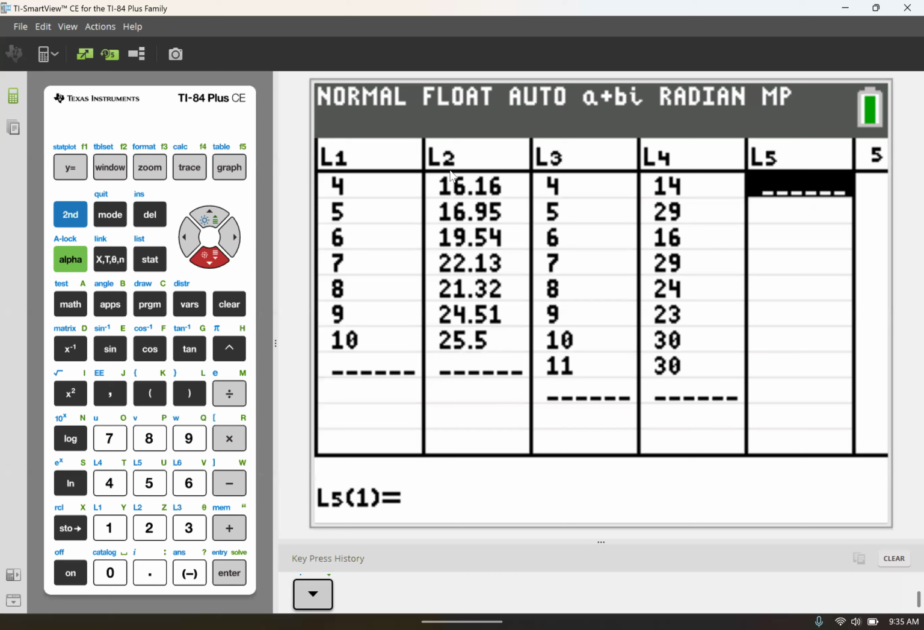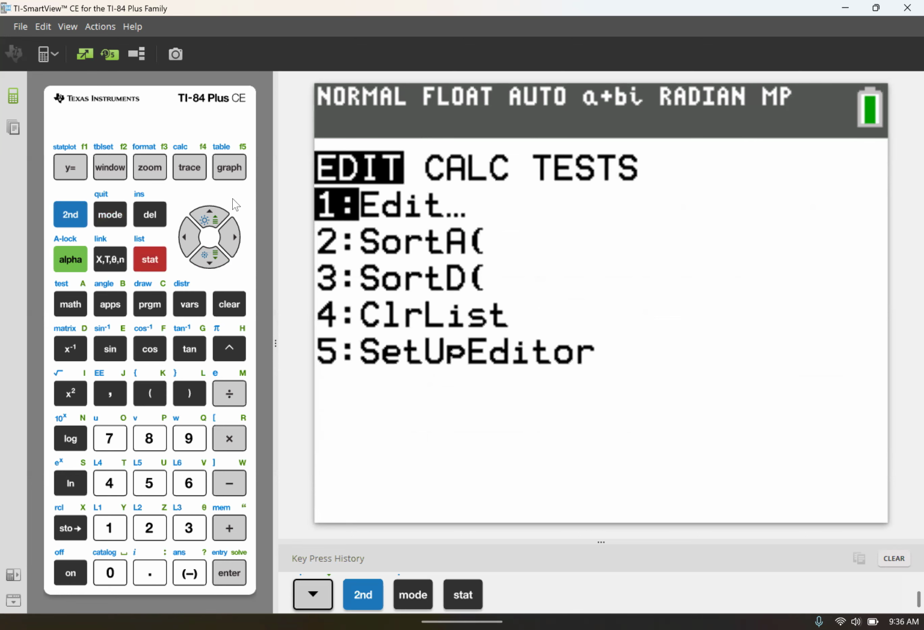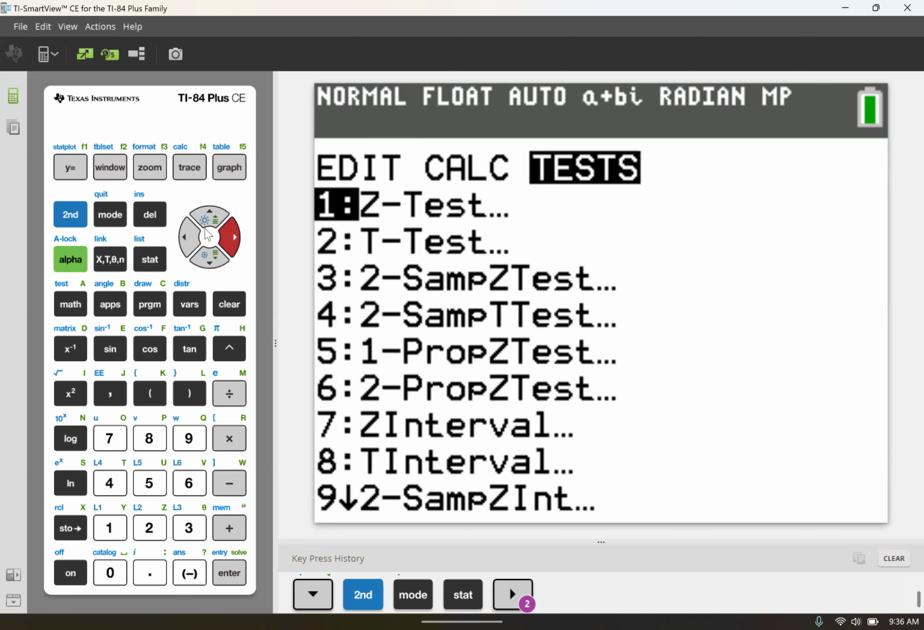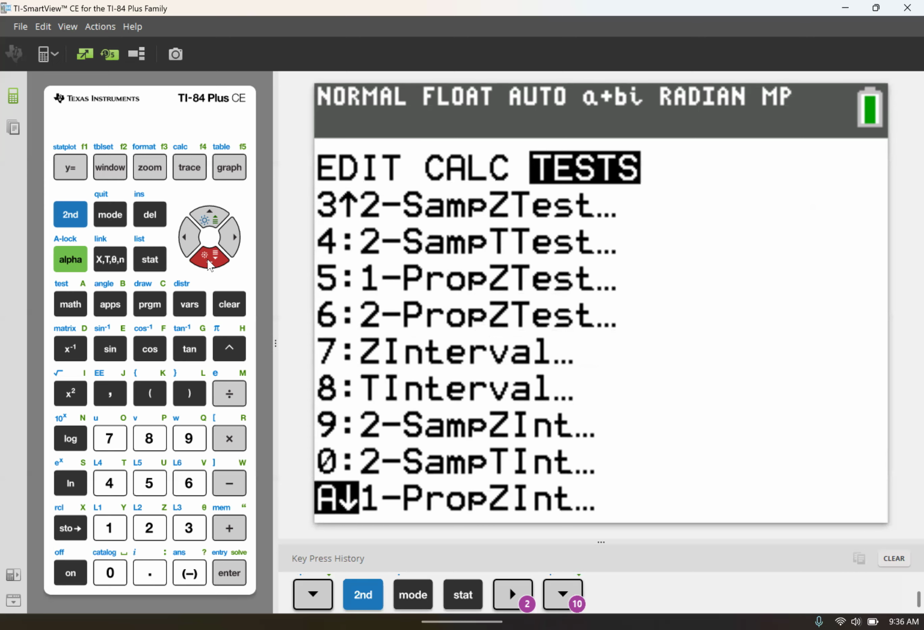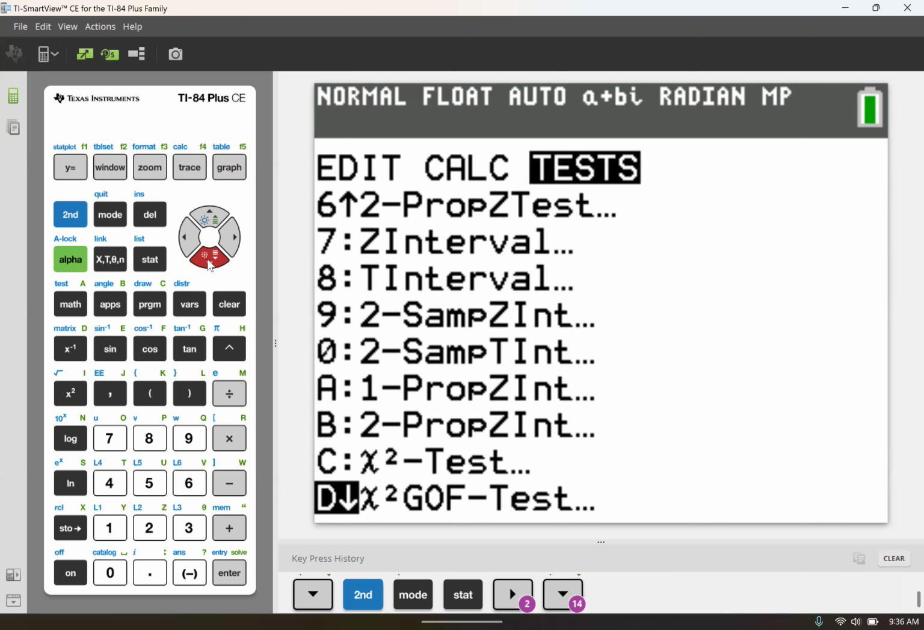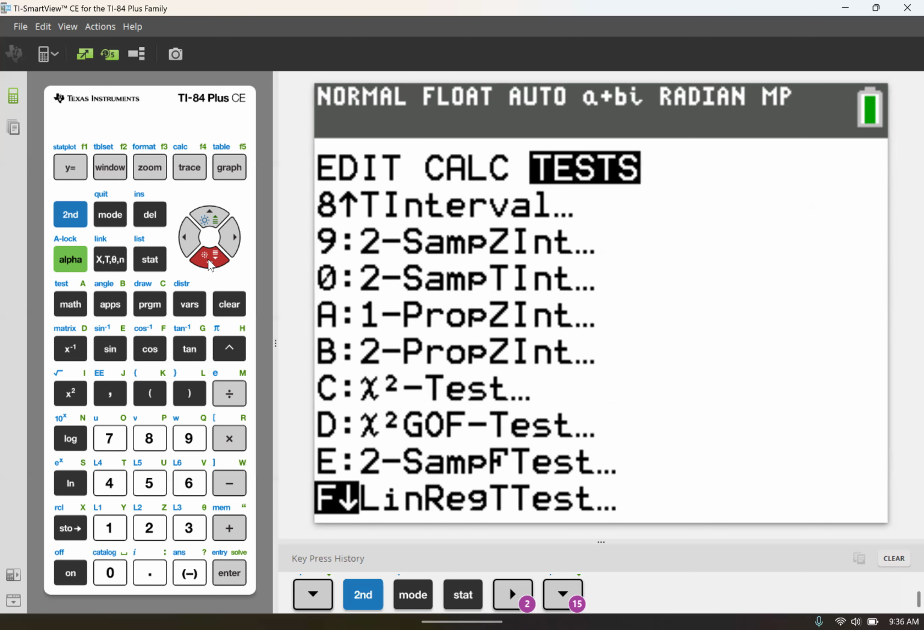All right, so normally, when I do this, I would do a scatter plot. I don't really need to because all they want is the regression equation, but normally you'd do a scatter plot, you'd look at that and all that good stuff. But let's go do our test. So we're going to get out of here, and we're going to go to stat tests, and we're going to find our LinRegTTest. And I hit enter.